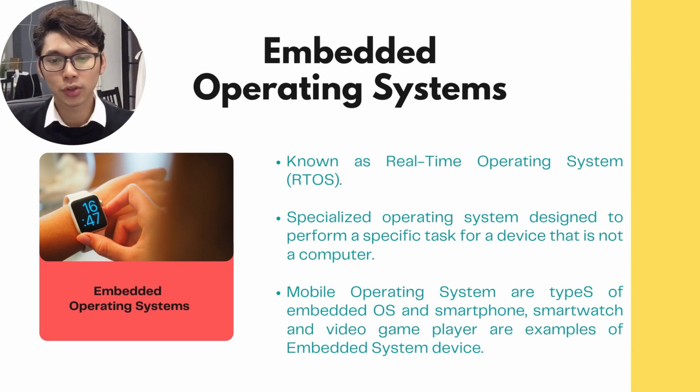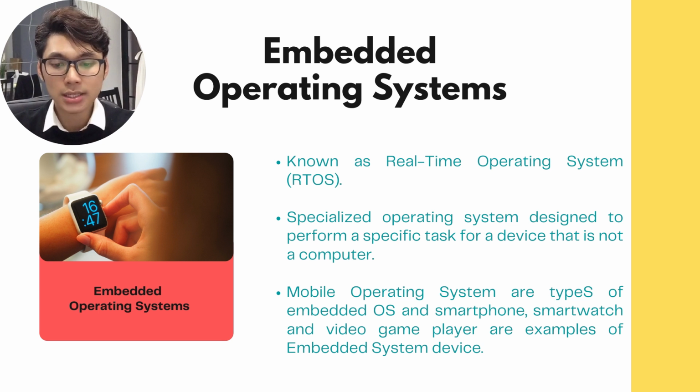Now we move to the first category of operating system, which is the embedded operating system. An embedded operating system can also be known as a real-time operating system, RTOS. This system is essentially a stripped-down operating system with a limited number of features. It is typically designed for very specific functions for controlling an electronic device.